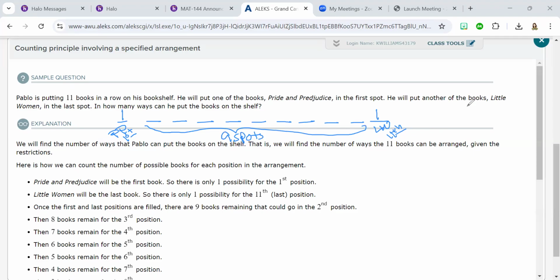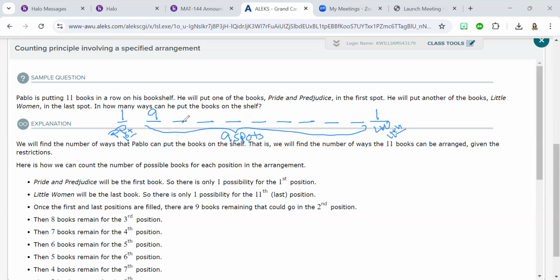Nothing in the problem gives me any other specification about the books that go into these 9 spots. So any of the books could go into any of these 9 spots. Let's work in order from left to right. Let's say I'm going to place a book next to Pride and Prejudice. I have 9 books left, so I have 9 options of what could go there, because this spot is allowed to be any book that I have left over. I pick up a book, I place it in that spot.